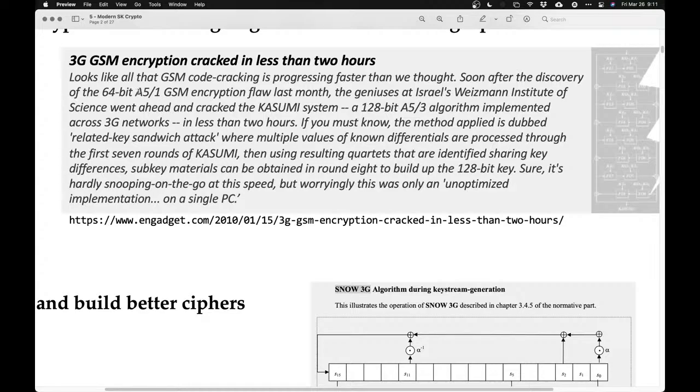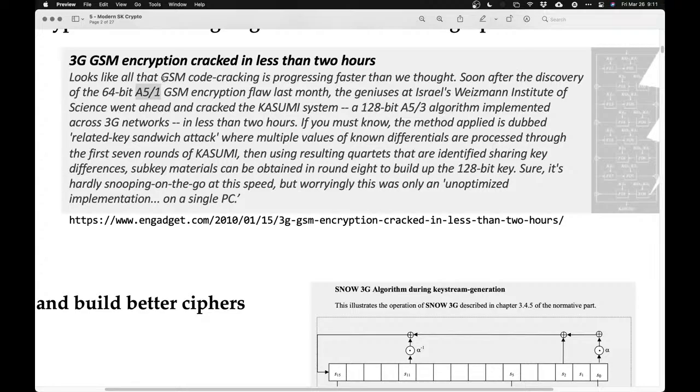A5/1 was the original cipher for GSM communications. The United States, I believe, encouraged cryptographers to come up with another one called A5/2, which was known to be weaker, but they wanted that to be more like the export variant. They wanted a weaker version. Some countries wanted a weaker version that they could break easily so that they could keep tabs on their citizens. All right, so there was a cipher built that could be broken.